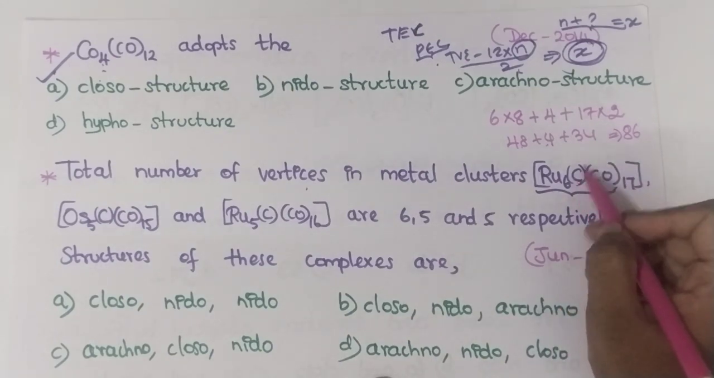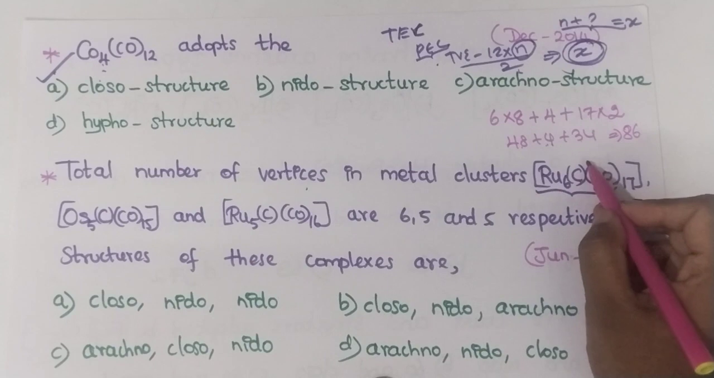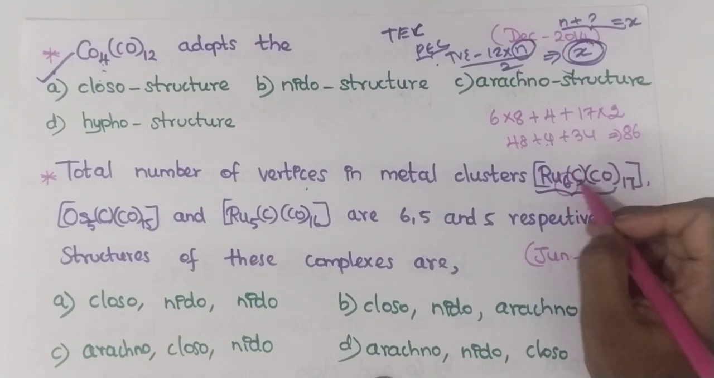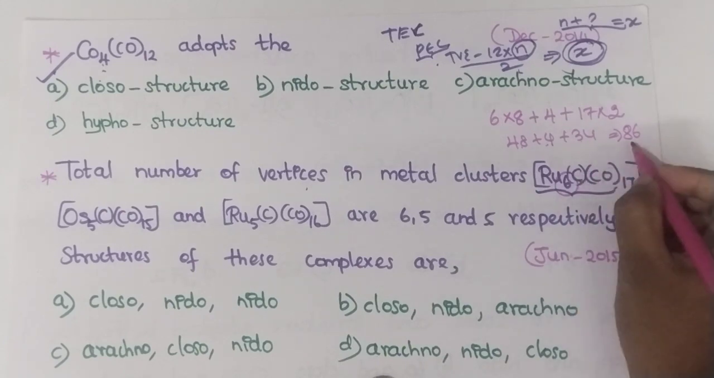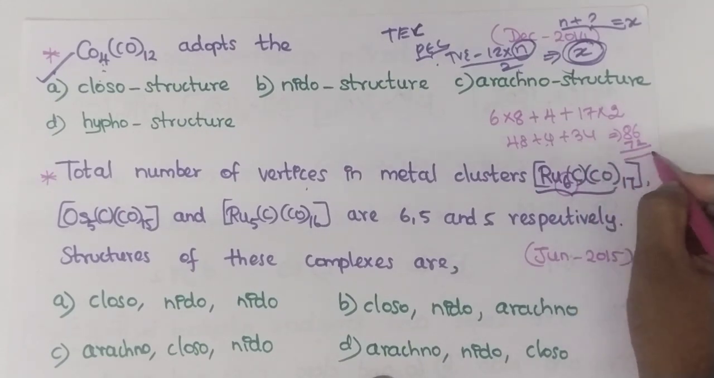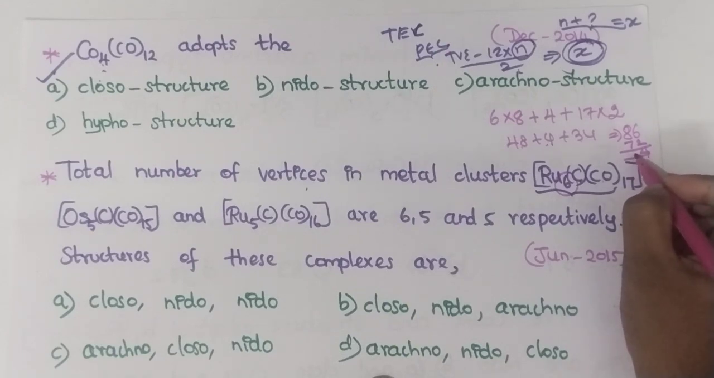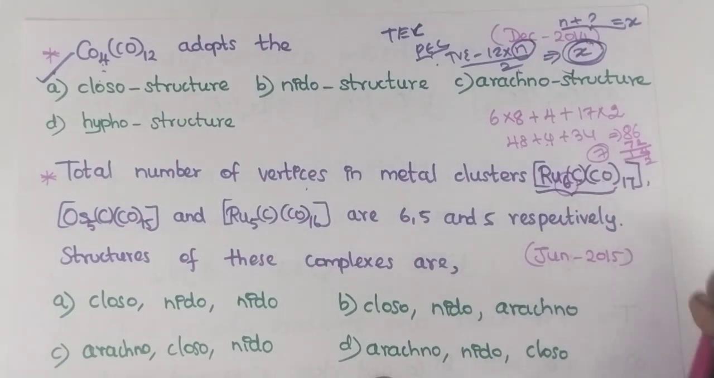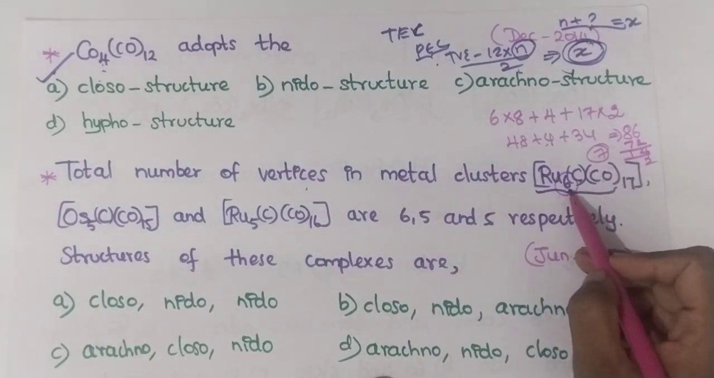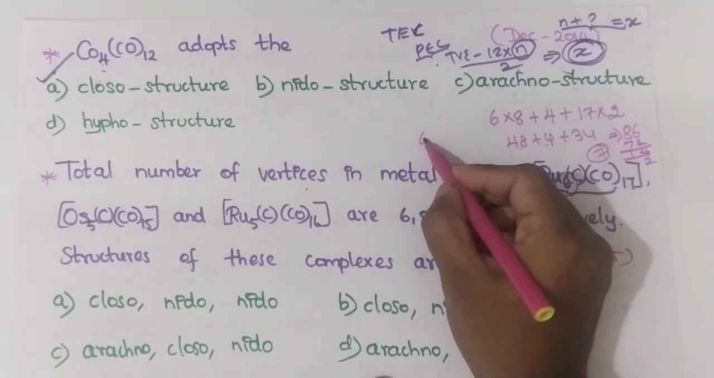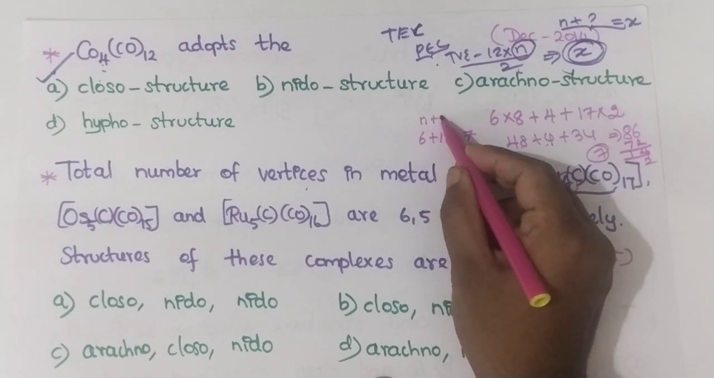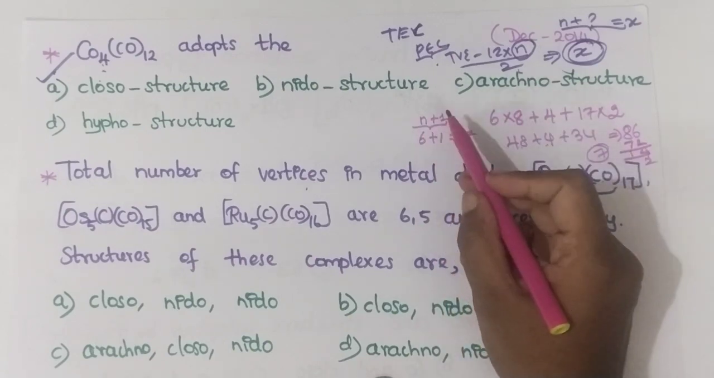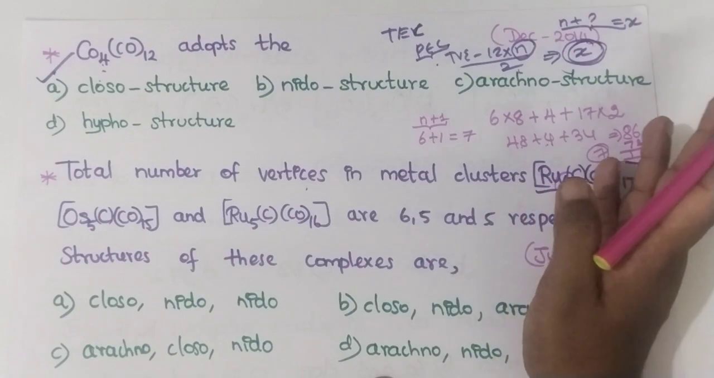Now the polyhedral electron count, if you have to find out, then 12 into the number of metal atoms. Here it is 6. So 12 into 6, it is 72. You have to subtract this. So we'll get the answer as 14 divided by 2, it is 7. Here you are having the metal 6. So 6 plus 1 will give you 7. Hence, it is in n plus 1 format. N plus 1 means it is closo, right?